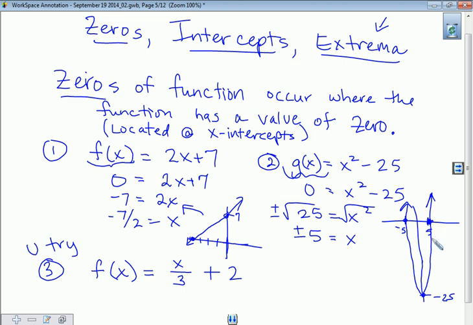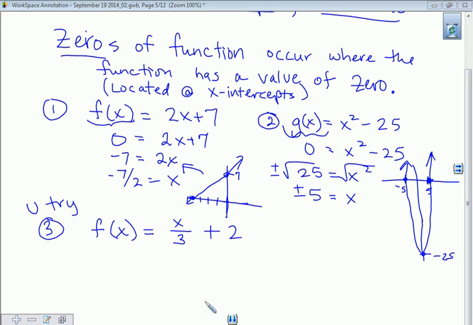And when we use our technology, we can find zeros on the calculators too. Okay, you try number 3. Please find the zero or zeros of this function. You plug in 0 for x. See where I plug in 0 here, and where I plug in 0 here. We're going to do the same thing here. We want to know where the function has a value of 0.